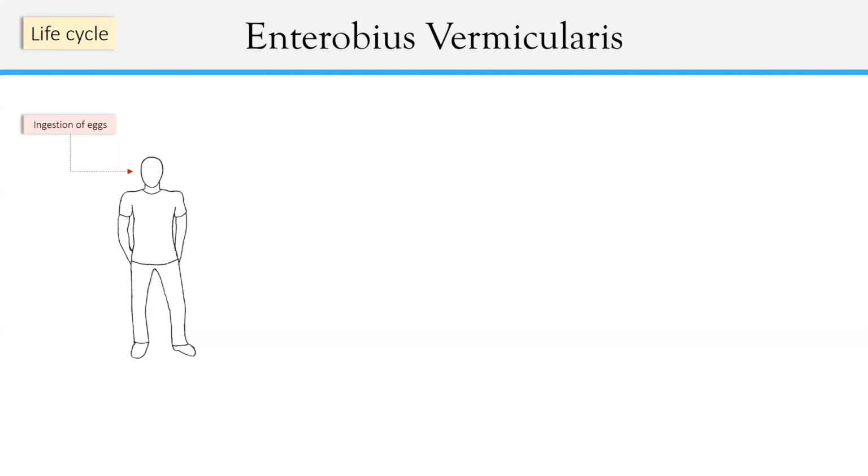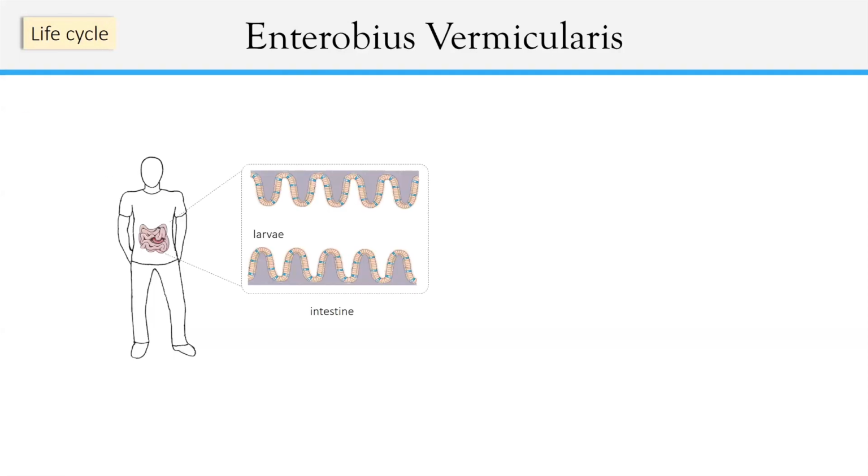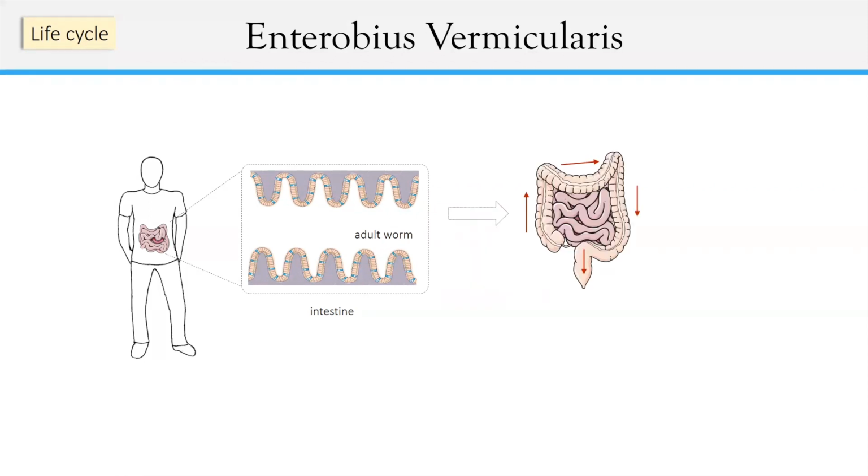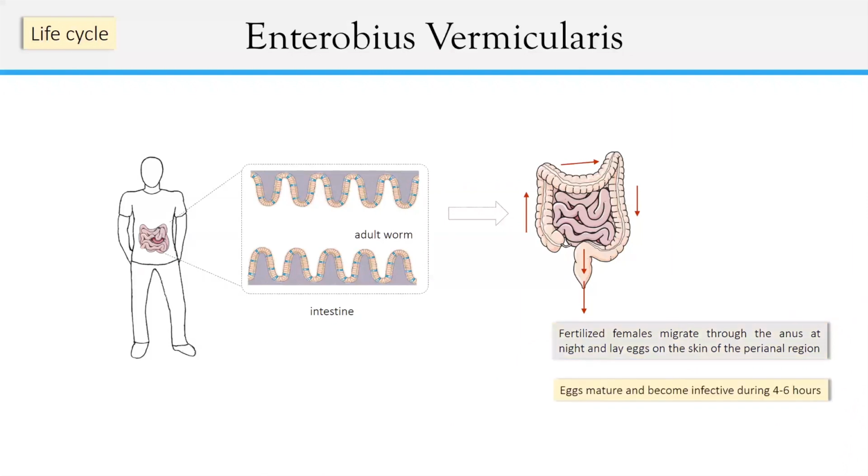Ingestion of eggs will lead to infection of the human, and then larvae will appear inside of the intestine. There, larvae will be transformed into adult worm during approximately 2 weeks, and after this, adult worm will migrate through the intestine, and fertilized females will migrate through the anus at night and lay eggs on the skin of the perianal region. Eggs will mature and become infective during 4 to 6 hours after being laid in the perianal region.